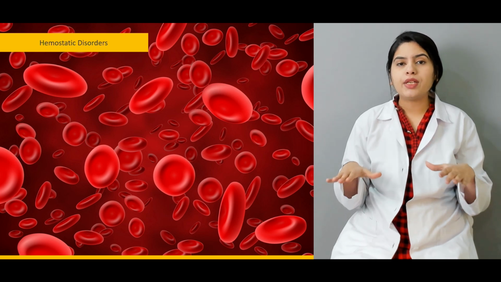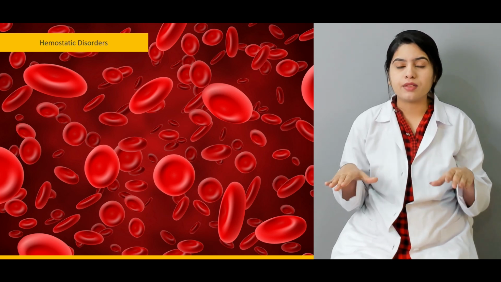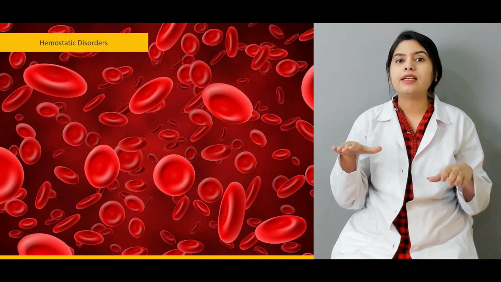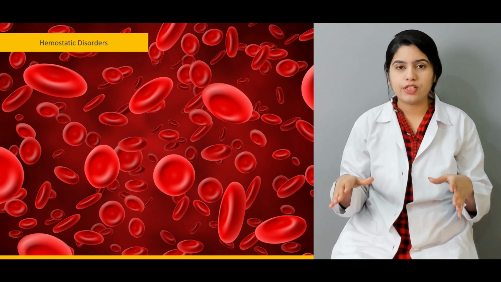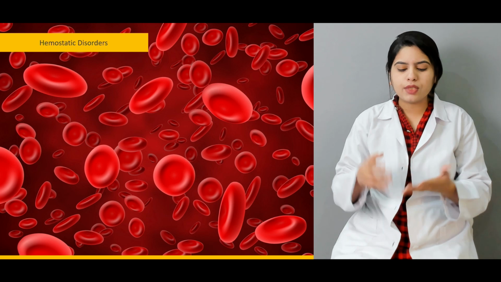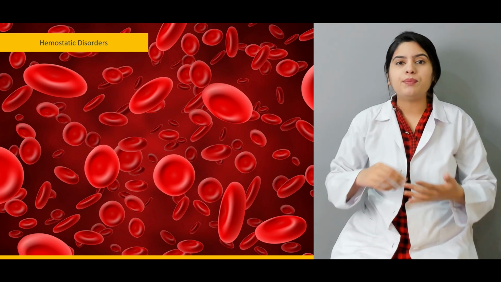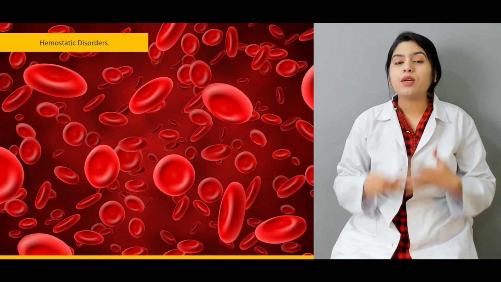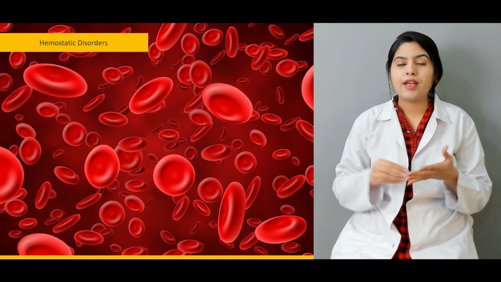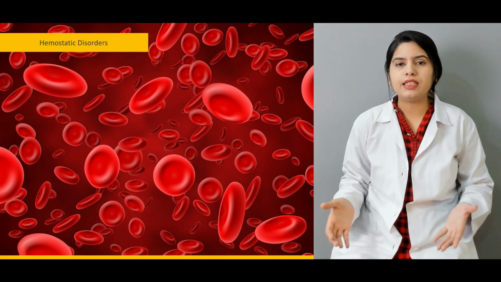Now, what will happen when this balance is disturbed? Either there is increased coagulation, or there is increased anticoagulation. In both cases, there will be disorders. Obviously, either there will be hemorrhage, the bleeding conditions, or there will be the coagulation, the blocking state. Whenever there is hemorrhage, there is an increased bleeding state.